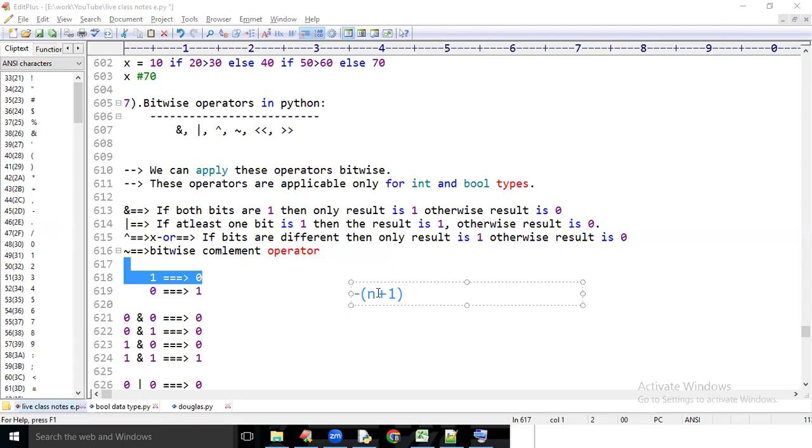So my n value here is 4. 4 plus 1 means 5, right? So the symbol for this, we have specified here the minus symbol. So the output will be minus 5. Let's see what it will give.